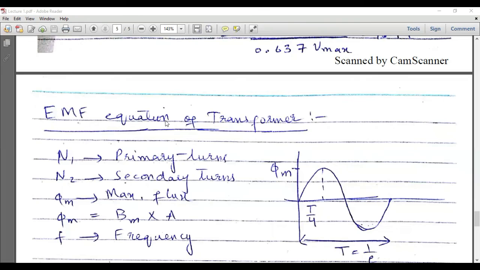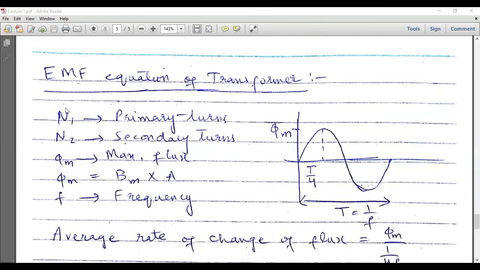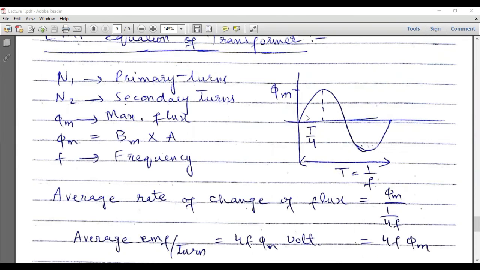So this is the EMF equation of a transformer. We have N1 primary turns and N2 are the number of secondary turns. Phi m is the maximum flux and it is equal to flux density multiplied by the area, and f is the frequency. So this is a sinusoidal flux which has been produced in the transformer. In order to calculate the average value of this flux, we have to consider either the quarter of a cycle or half of a cycle.